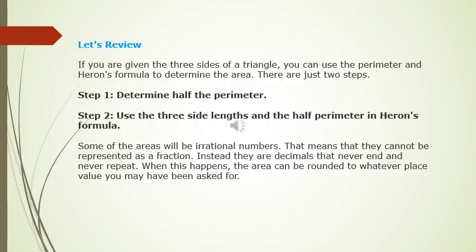Now there is a very important point: when we find the area, the last value may not come out as a perfect square. Some areas can be in the form of irrational numbers, like root 2 and root 3. We are going to see in the next class how to find the area of such triangles.